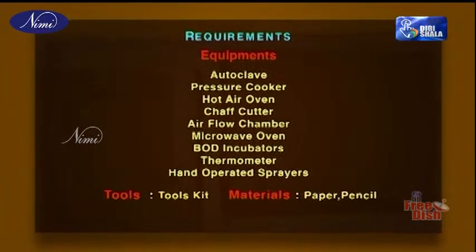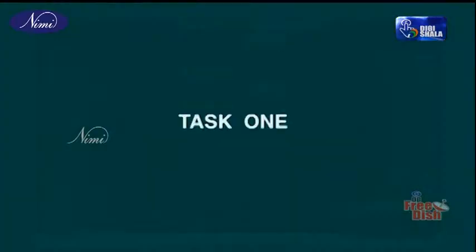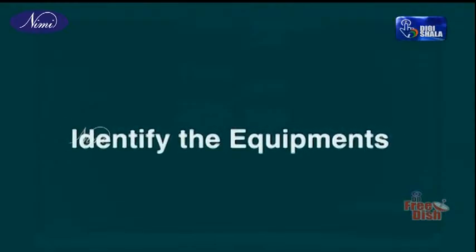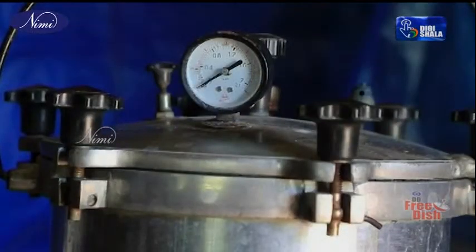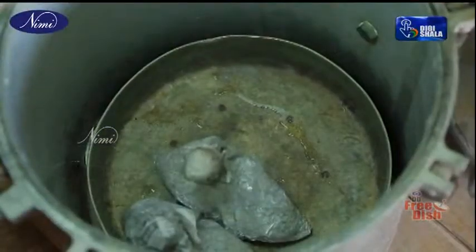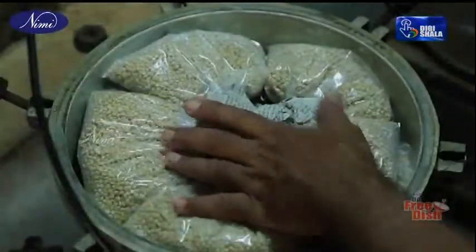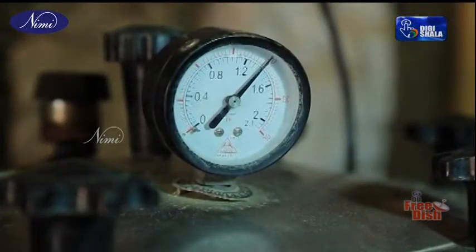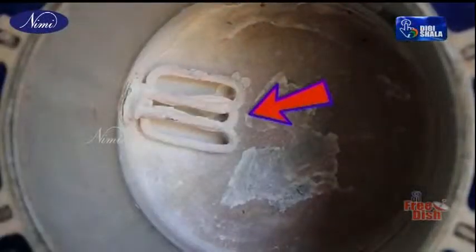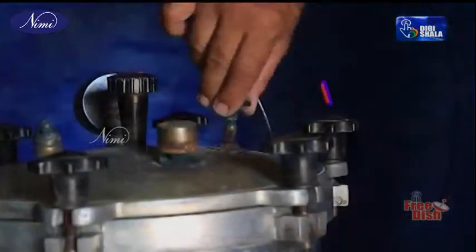Requirements. Procedure. Task 1. Identify the equipments. Autoclave. Autoclave is a container used for sterilizing liquid media, as well as other substrates, employing superheated steam under pressure. It consists of heating elements in the bottom, safety valve, and an outlet.